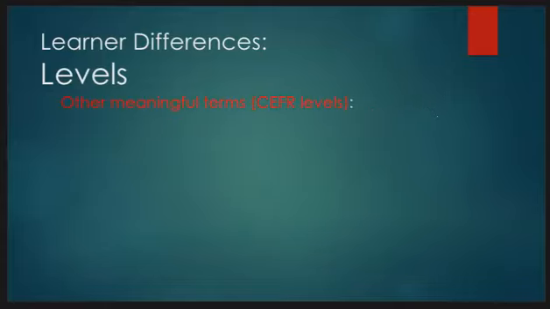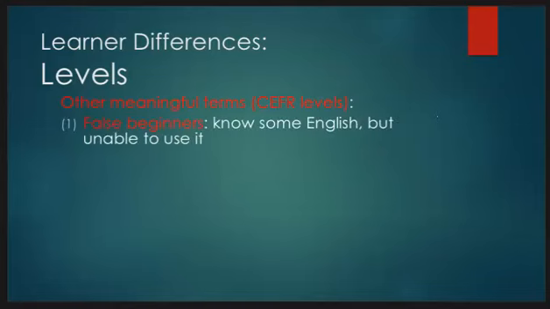Other meaningful terms related to levels come from the Common European Framework that was discussed in Chapter 1. So sometimes we have what are called false beginners. Those are students who maybe have been living in the target language community for a little while, know some English, but they're really not able to use it. So sometimes they come in and they know a few phrases, which makes us think they're further along than they are. And then we end up having to backtrack and realize that we need to start at square one.